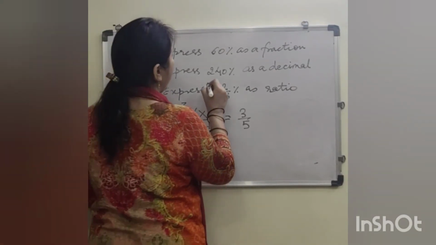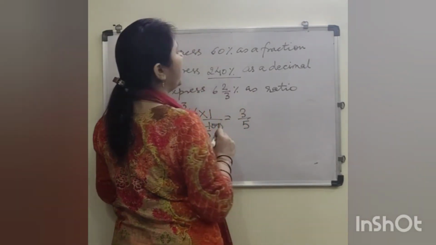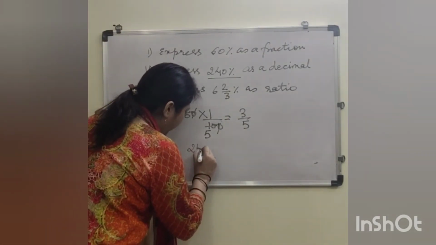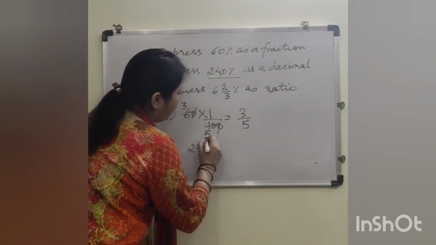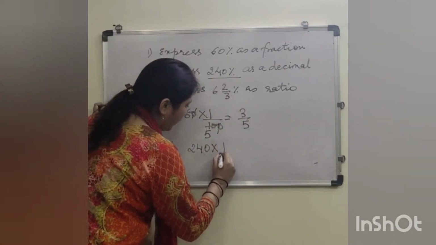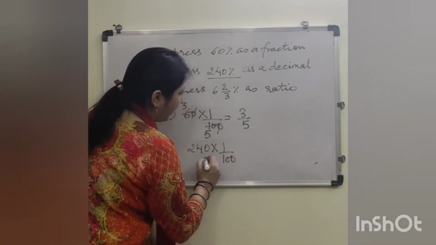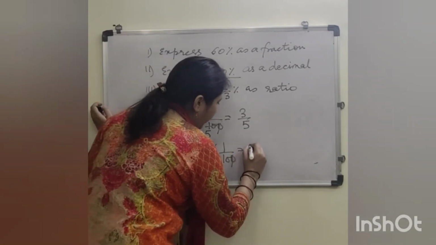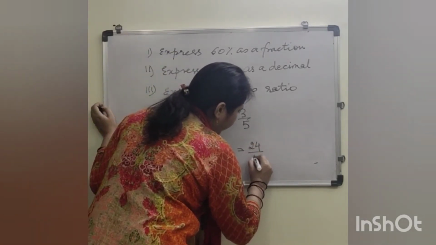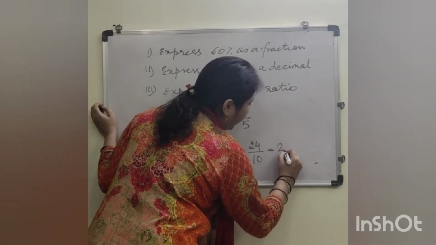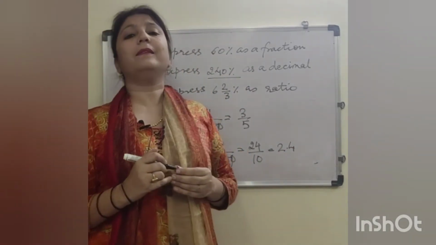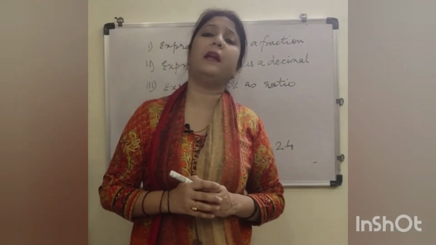Second one is express 240% as a decimal. So 240, and to remove the sign of percentage, we multiply by 1 over 100. Cancel 0. 24 over 10, as a decimal, is 2.4. So 240% as a decimal is 2.4.